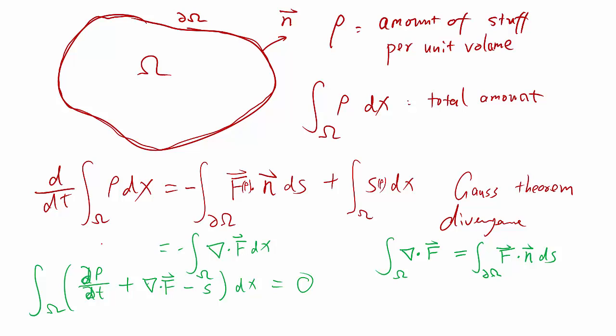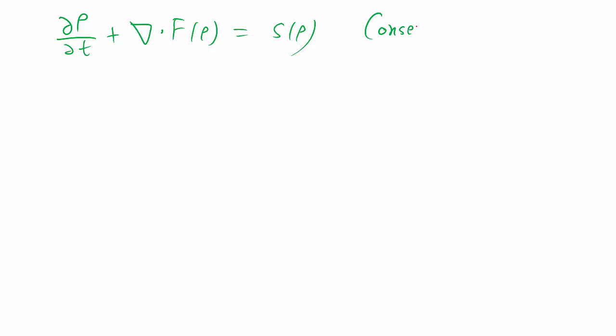Okay, so that transforms the physical view of conservation written in an integral form into a differential equation. So that's what I'm going to write down over here. The differential equation is partial rho partial t plus the divergence of f as a function of rho is equal to the source term as a function of rho. This is called the conservative form. It is directly derived from the physical conservation statement.